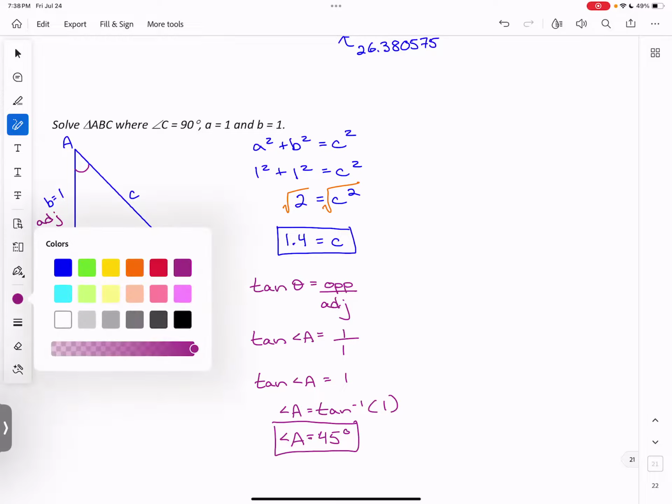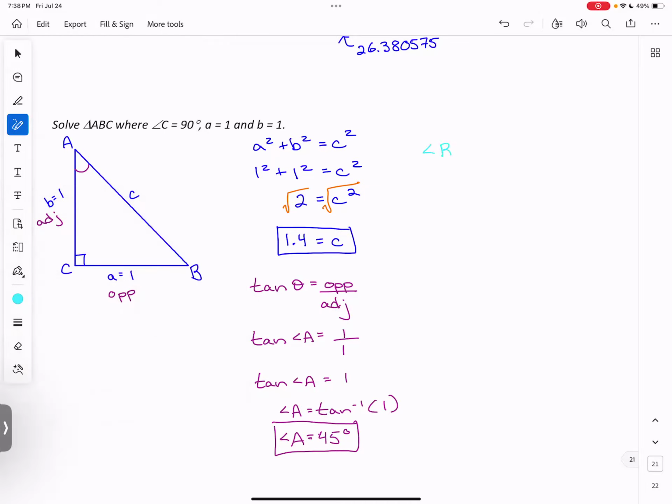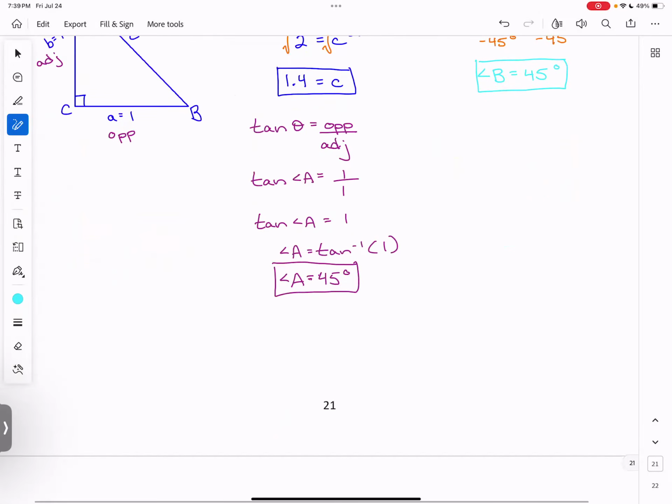And now to solve for angle B, we can use the property we know angle B plus angle A has to equal 90. And we just found that angle A was 45 degrees. So angle B then is going to be 90 minus 45, which gives us 45 degrees. And we've solved everything there. Okay.